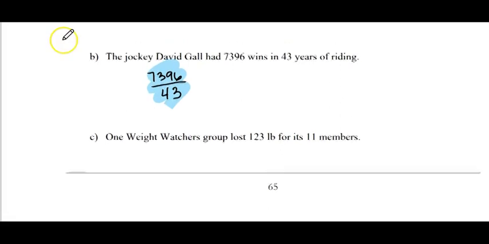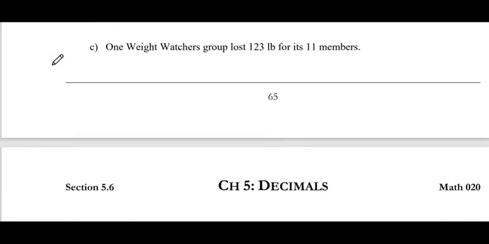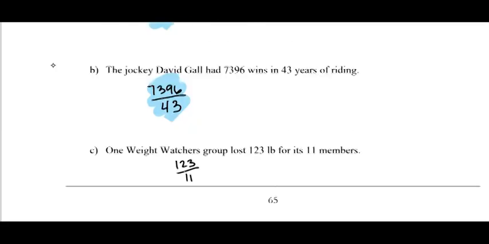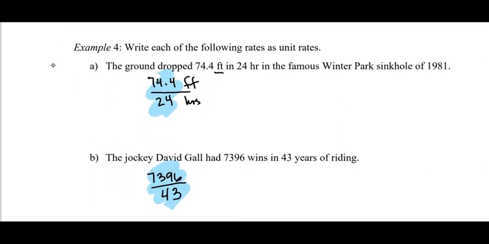Okay. Part C, one Weight Watchers group lost 123 pounds for its 11 members. 123 over 11. Let me just double check that. No, we need to write it as unit rates. So let's go ahead and backtrack. So first we're going to set up the rate and then write it as a unit rate. I knew something was wrong with this.